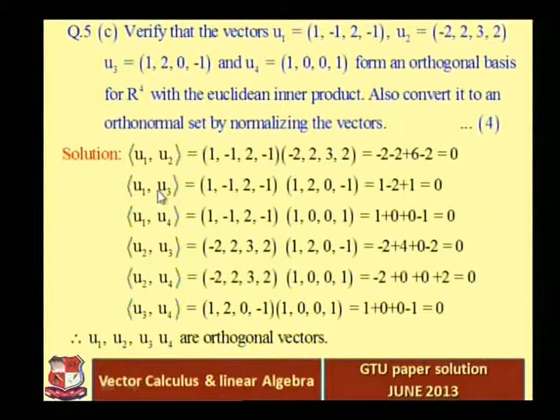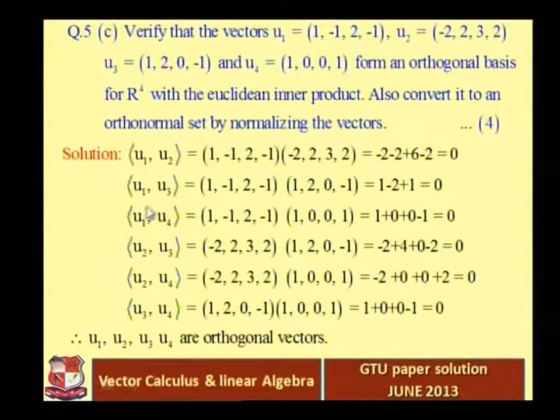So first of all we see inner product u1 u2. u1 is (1, -1, 2, -1) and u2 is (-2, 2, 3, 2). So u1 dot u2 is equal to 1 into -2, that is -2, plus -1 into 2, that is -2, plus 2 into 3, that is 6, plus -1 into 2, that is -2. So -2 -2 -4 +6 -2, that is equal to 0.